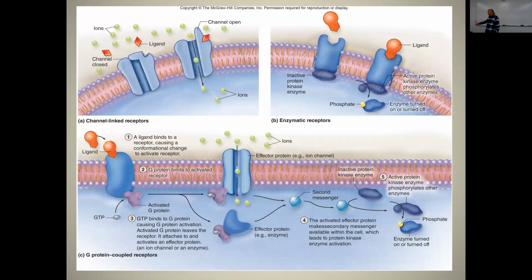So here we go, channel linked receptors. You have a ligand. See this channel is closed here, a ligand binds to it right here, so there's a receptor for the ligand on the channel. It opens up the channel, allows ions to cross the membrane. Here's enzymatic receptors, inactive protein kinase below the receptor. The ligand binds to the receptor. It turns on a kinase that adds a phosphate to a protein, and this protein is turned on.